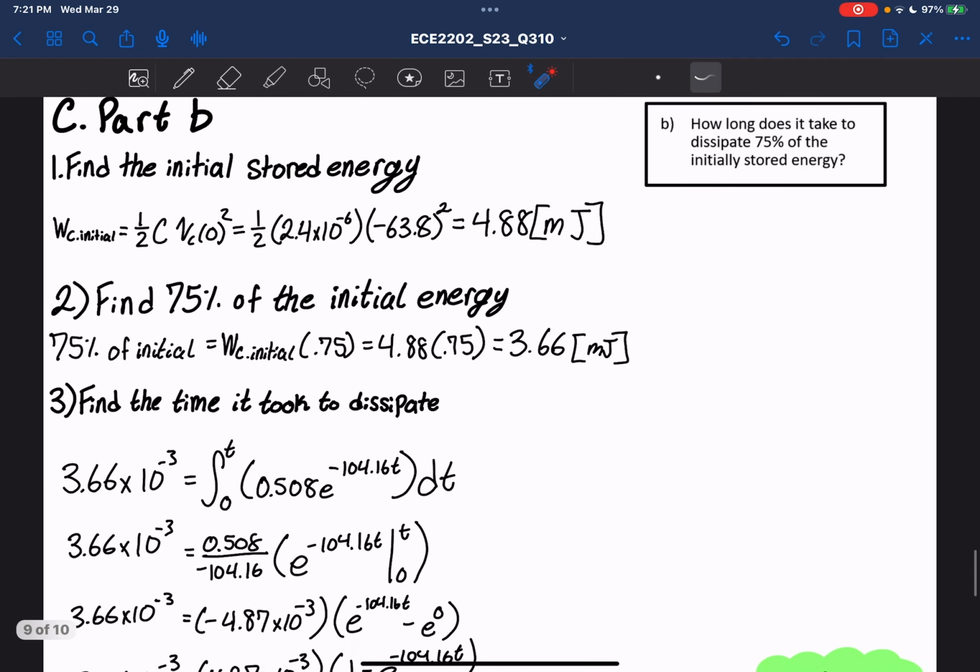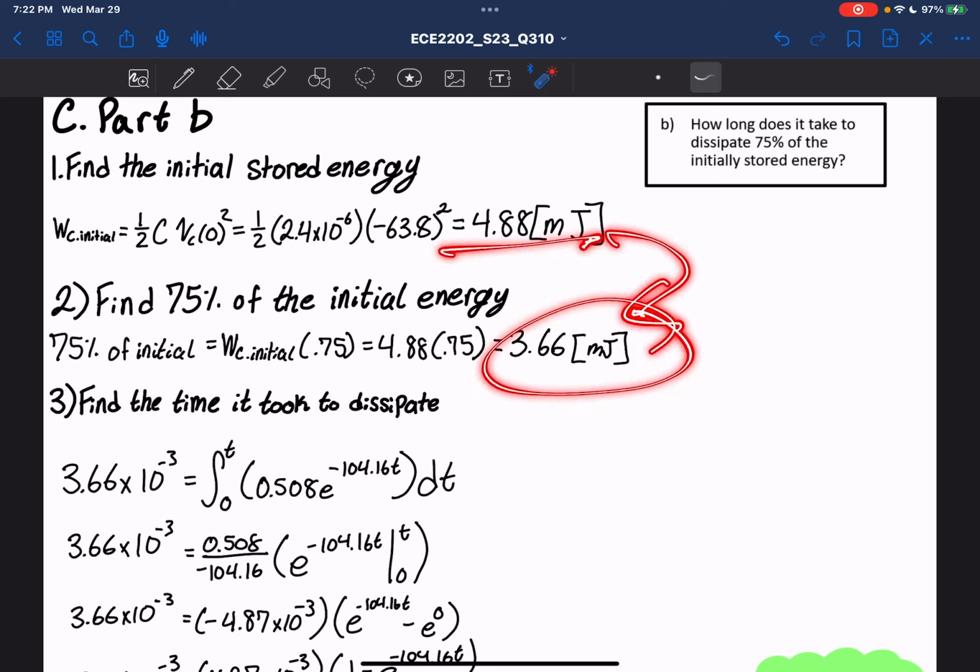Now, solving for part B, we have to find the initial stored energy, and with that, we use the equation that we learned at the beginning of the semester when we learned about capacitors, this equation right here, right? And we're going to use the VC of 0 because we're searching for the initially stored energy. Once we plug that into a calculator, we get 4.88 millijoules. We know we are trying to find how long it takes to dissipate 75%, so we just got to multiply this value by 0.75, and that's going to give us 3.66 millijoules, right?